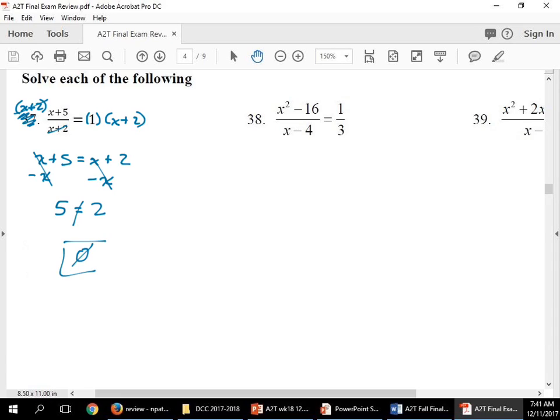Not one. Now, if we got something equal, let's just say hypothetically, if we got 5 equals 5 when we were done, then is it no solution? No. This is all real numbers. Actually, this one wouldn't be all real numbers because it cannot equal -2, right? Maybe I should say all real numbers except -2. Okay, but this is hypothetical.